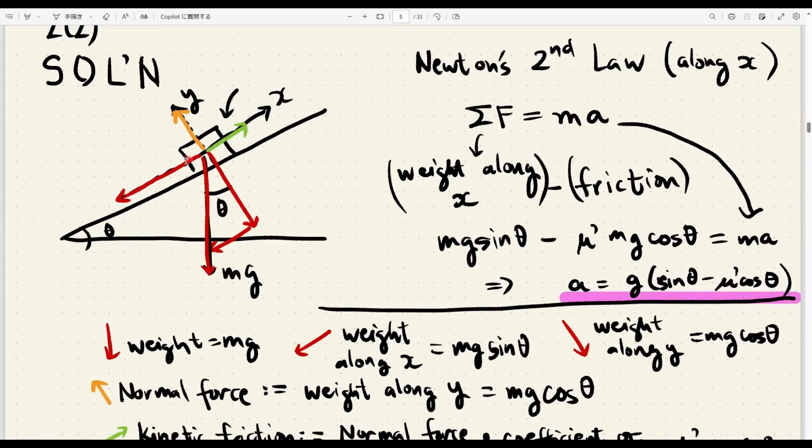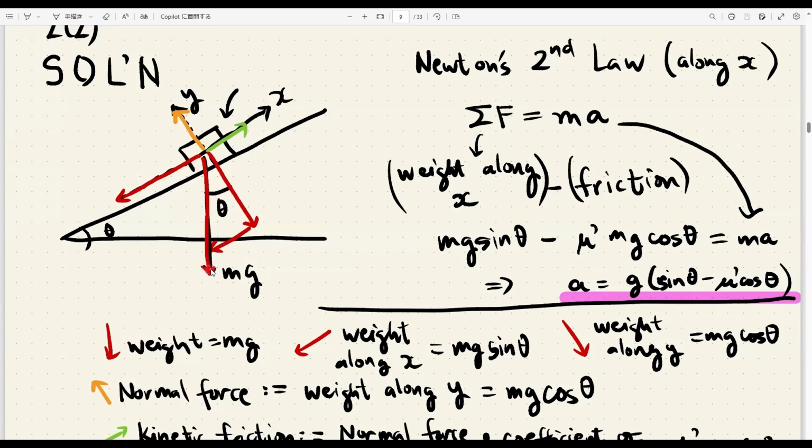The original diagram doesn't have these colored arrows, but we drew them. The colored arrows indicate the forces that are acting on the object. The first force here is the force of gravity. This is the red arrow pointing downwards, with a magnitude of mass times g, mg. So that's the force that's acting downwards.